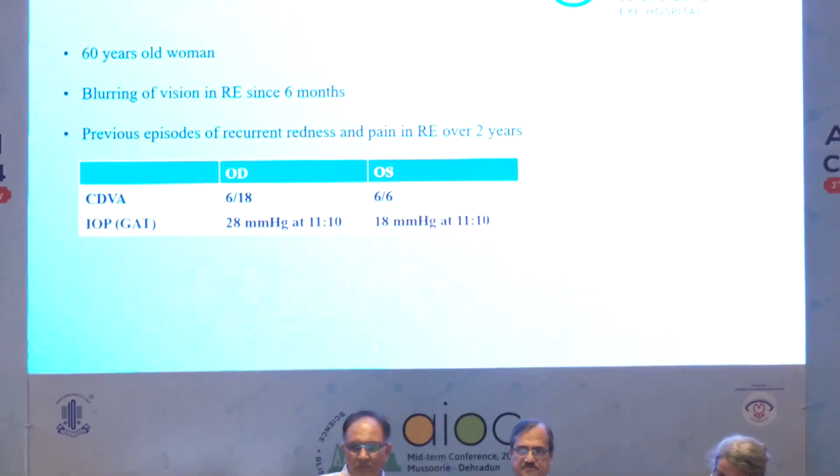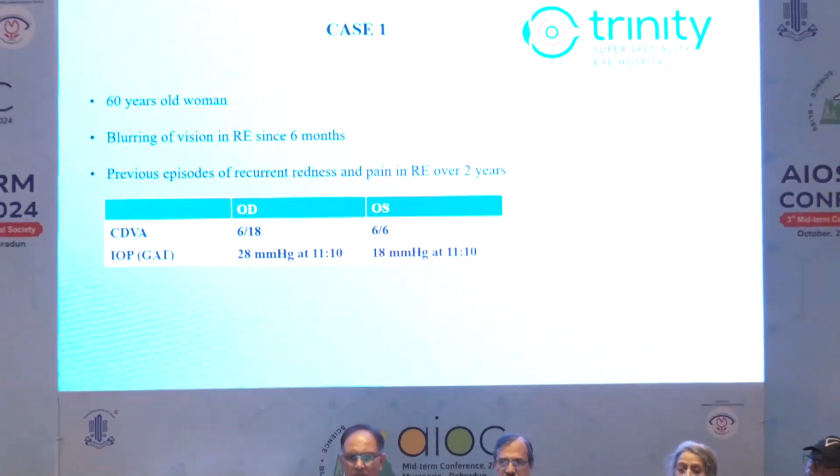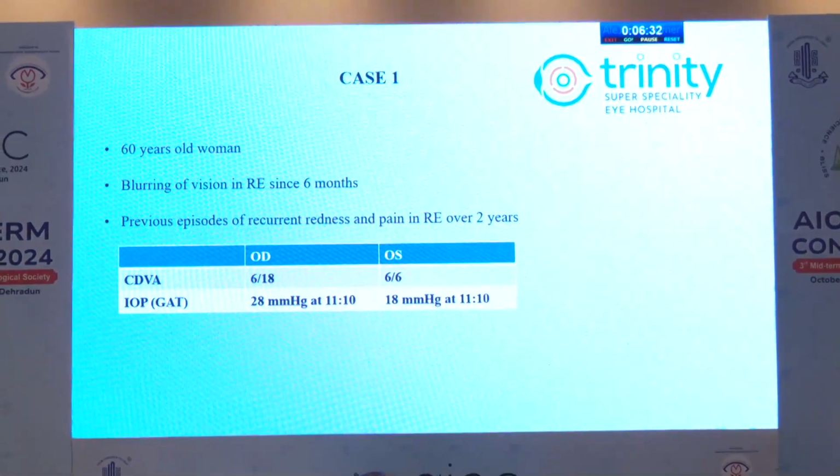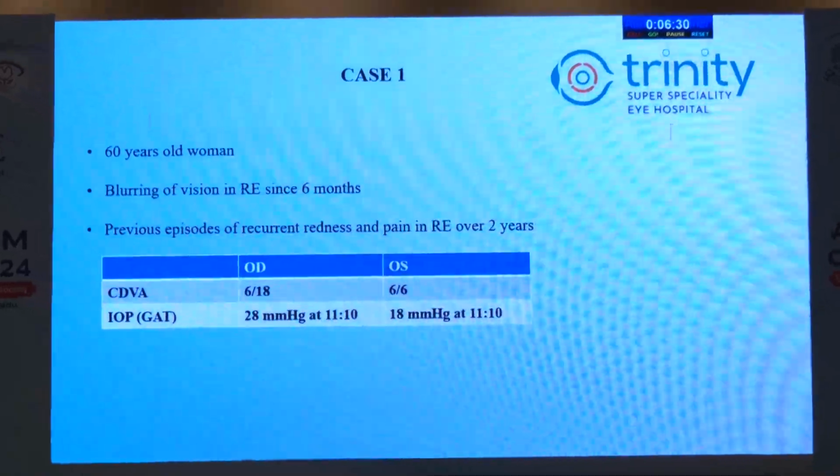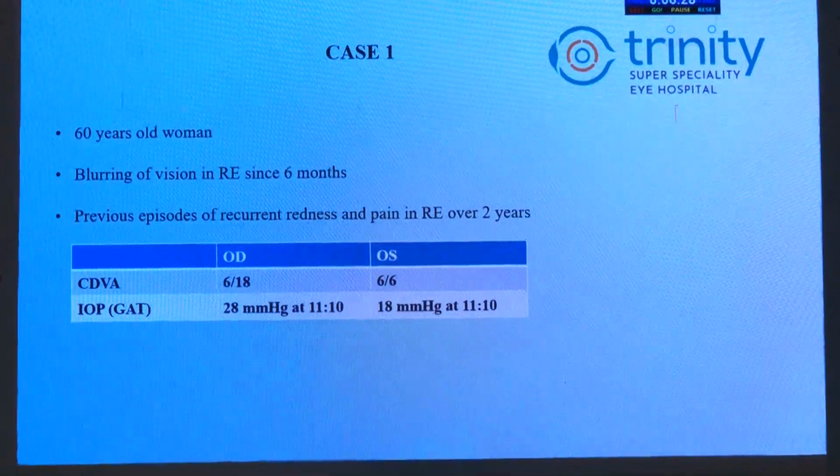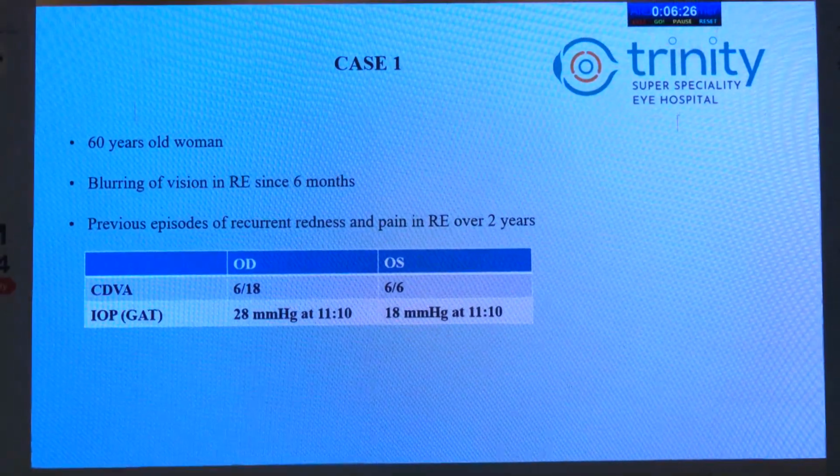So case 1 is a 60-year-old woman who presented to us with blurring of vision in the right eye since 6 months. She had previous episodes of recurrent redness and pain over 2 years. In the right eye, the corrected distance visual acuity was 6/18 with an IOP of 28. Left eye was 6/6 with an IOP of 18.